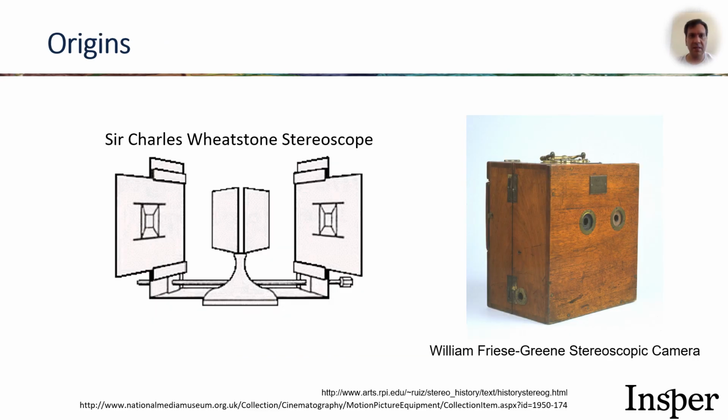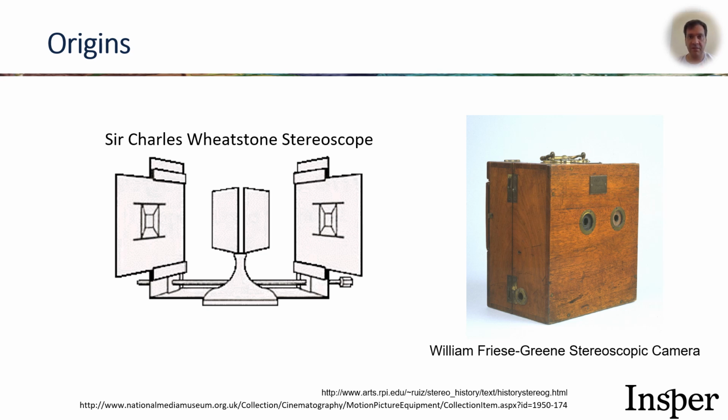The earliest documented instance of stereoscopic display dates back to 1832, when Sir Charles Wheatstone invented a binocular device, presented here in the left-hand side, where he positioned a stereo pair, and by using small mirrors, viewers could experience the stereoscopic effect.